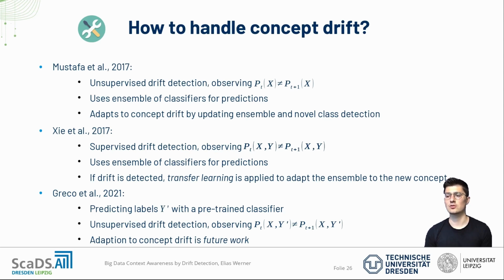In the year 2021, Greco et al. introduced a method for concept drift detection that uses predicted labels of a pre-trained classifier. They observe then the joint probability distribution over the input and the predicted labels. However, they mention the adaptation of concept drift as a future work. And that highlights that there are still open questions how to deal with that problem adequately.